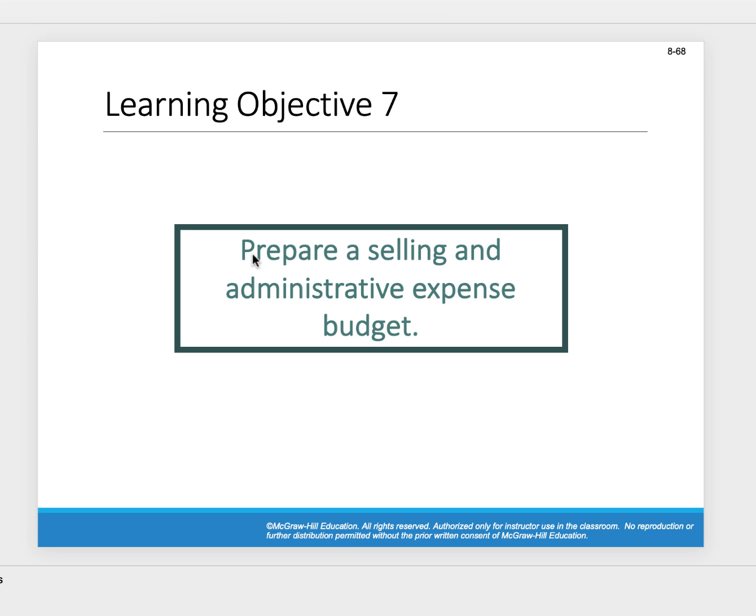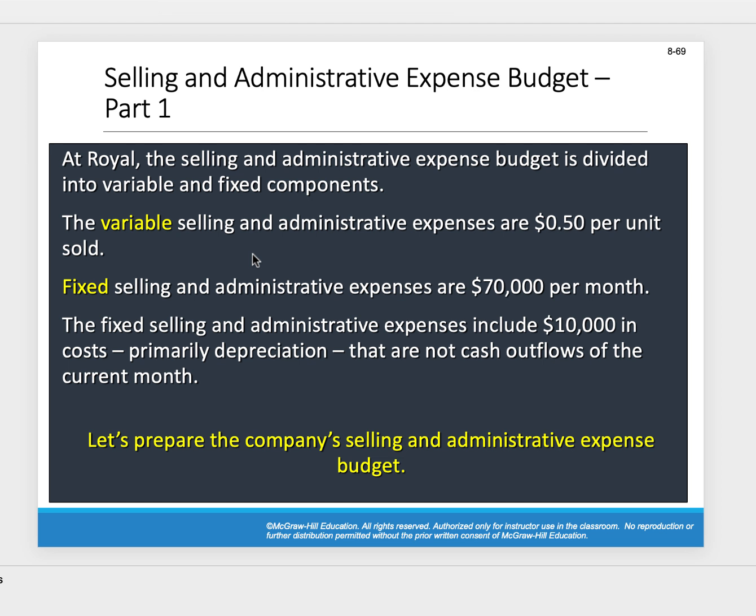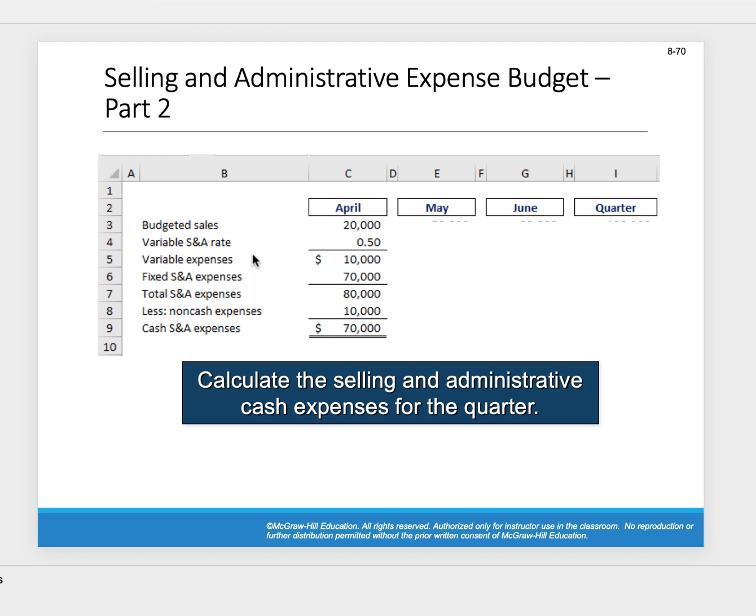Last thing we could do, really the last budget that we need to do, is the selling and administrative budget. So again, we're doing the same. This looks identical to the manufacturing overhead portion, right? As far as the calculation goes, we're going to have selling and administrative variable expense. We're going to have a fixed portion. And guess what? We're probably going to have a depreciation component of those fixed selling and administrative costs. We do the same exact thing. We start off with our budgeted sales in units.